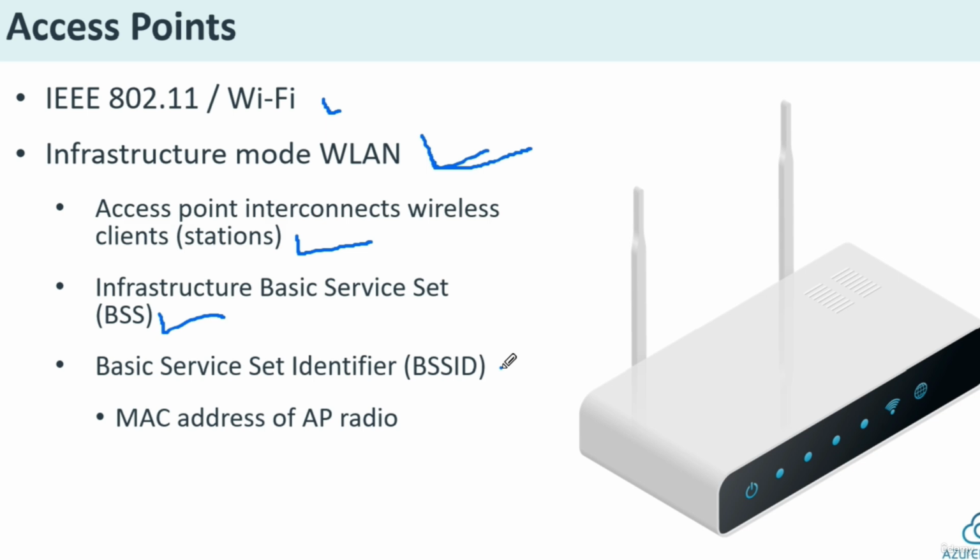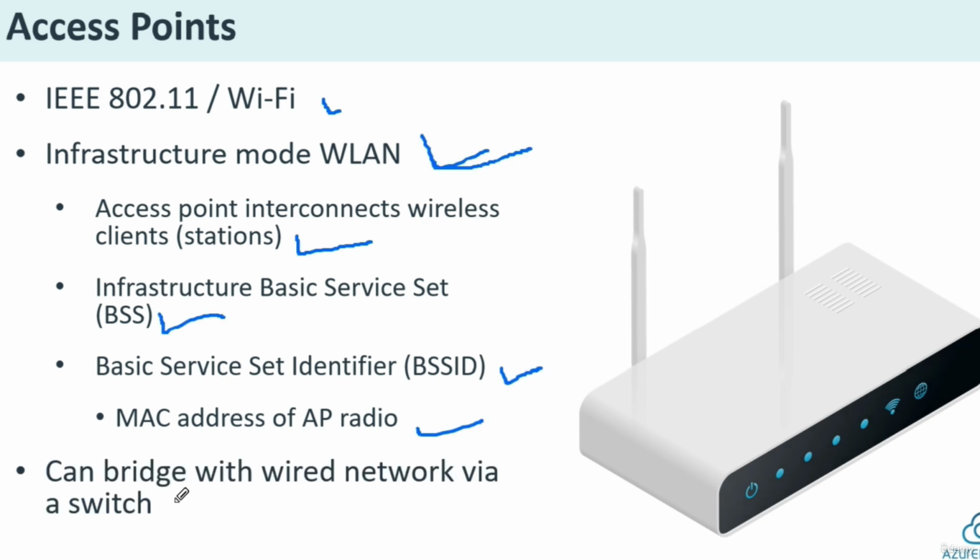Basic Service Set Identifier, BSSID. It's a unique identifier for a BSS. It's the MAC address of the access point's radio. It can also bridge with wired network via a switch. The access point connects Wi-Fi clients to a wired network like Ethernet through a network switch.